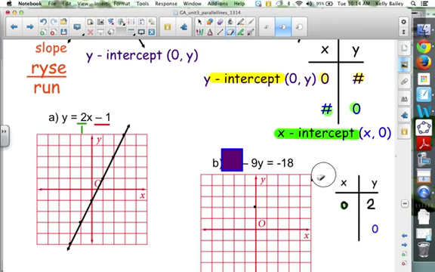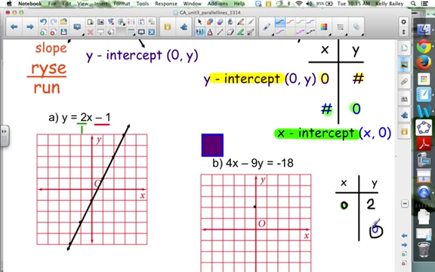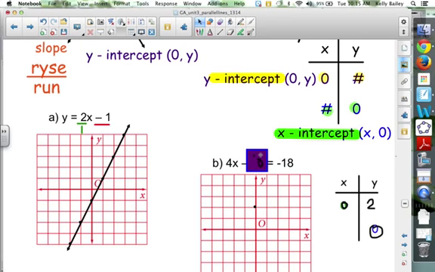Erase that. In this particular case, I need to place the 0 in the y value. So if I were to put a 0 here, -9 times 0 is 0. It gets covered up.